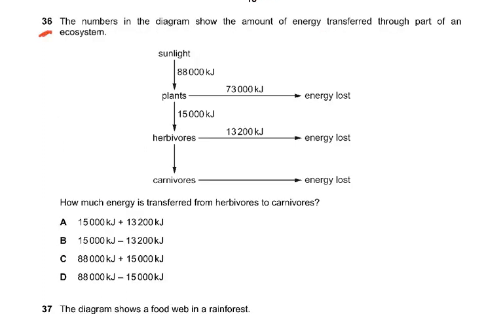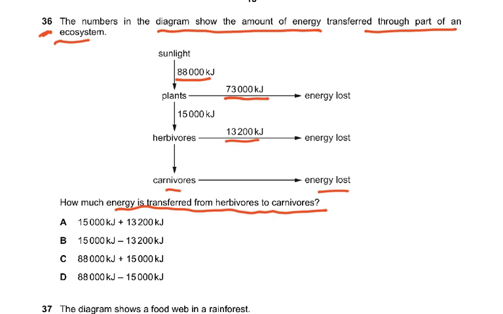Question number 36. The numbers in the diagram show the amount of energy transferred to part of an ecosystem. So we have 88,000 kilojoules minus 73,000 is the energy loss. So 88,000 minus 73,000 would be 15,000. Then it says herbivores 13,200 energy lost. Then carnivores and energy lost. How much energy is transferred from herbivore to carnivore? So how did you get this figure?